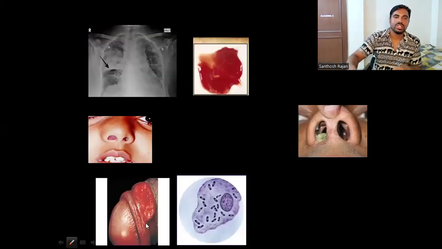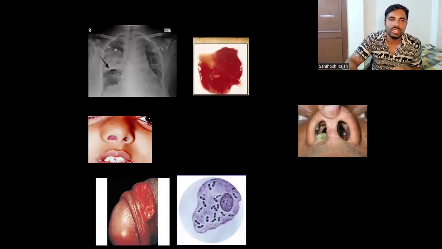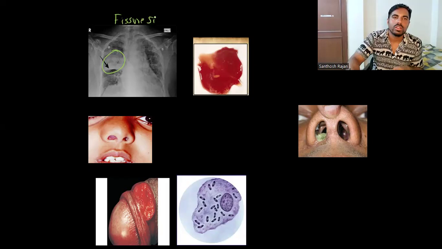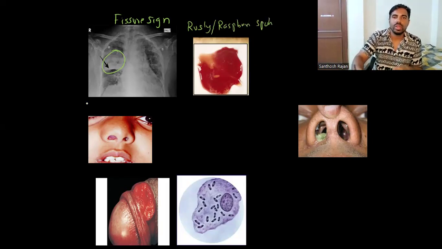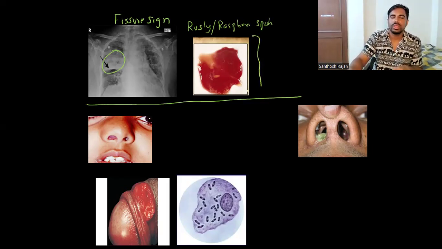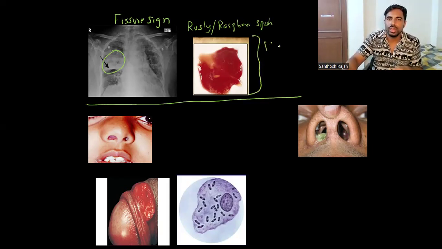Yes. Now look at this lesion. So you have a necrotizing pneumonia, Fisher sign, alcoholic necrotizing pneumonia, and this is a rusty, or you call it the raspberry sputum. So when you have this picture, what is the disease you're going to think here? It is your Klebsiella pneumoniae. Alcoholic patient. This is also called red raspberry or red currant jelly sputum. Klebsiella pneumoniae.